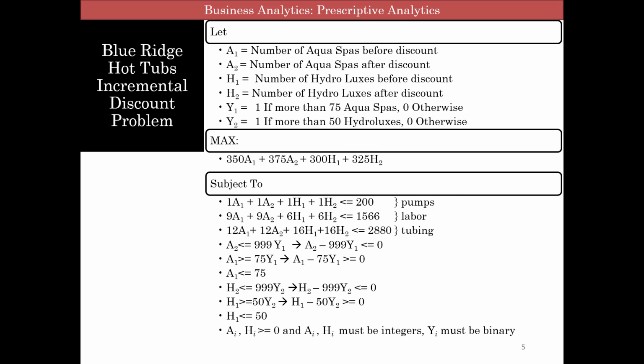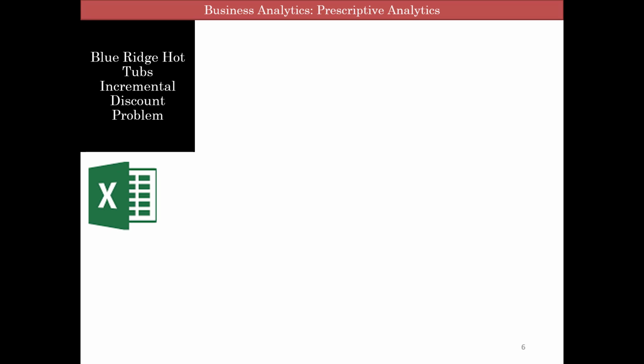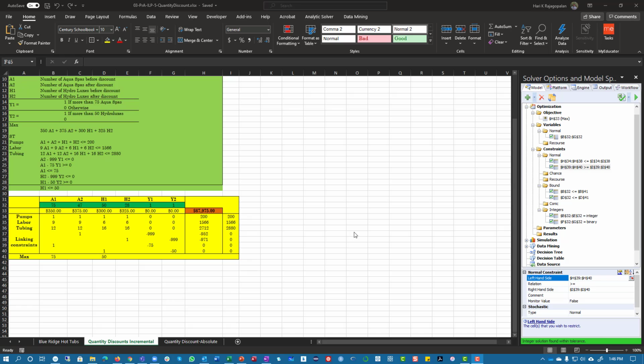All right. So let's stop here and look at how it's implemented in Excel. And once we do the incremental discount, I'll show you the absolute discount model.